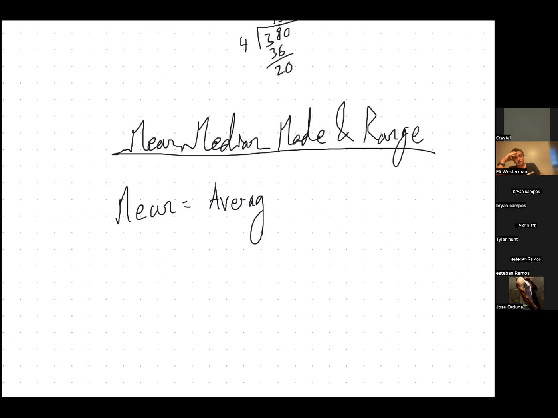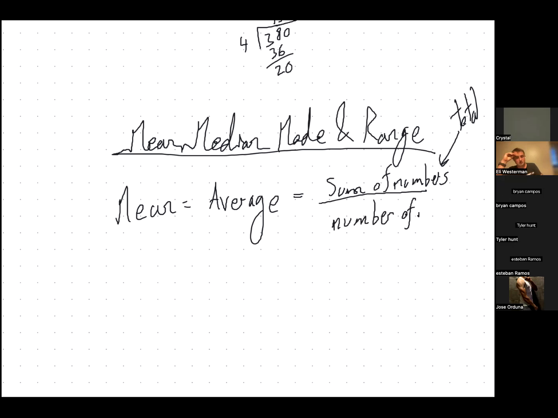So that is equal to the sum of numbers, and sum means total. Sum of numbers, and you can call that the total. And then the number of things, or number of numbers. I'm going to say number of numbers. One way to remember this is the mean teacher averages my grade.